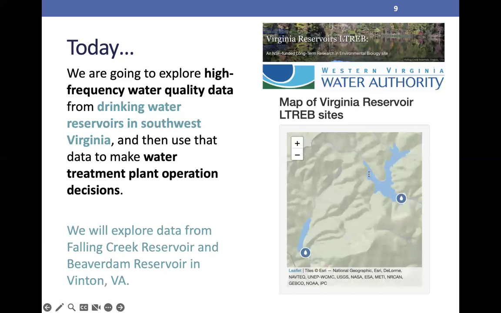You'll have the option to explore data from one of 2 reservoirs located in Southwest Virginia, Falling Creek Reservoir or Beaverdam Reservoir. Both reservoirs are located in Vinton, Virginia, near Roanoke, and are owned and operated by the Western Virginia Water Authority as drinking water supply reservoirs.